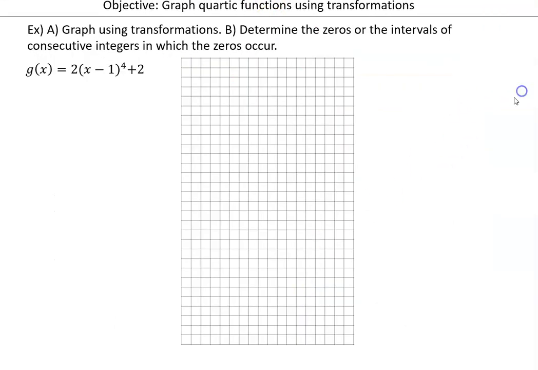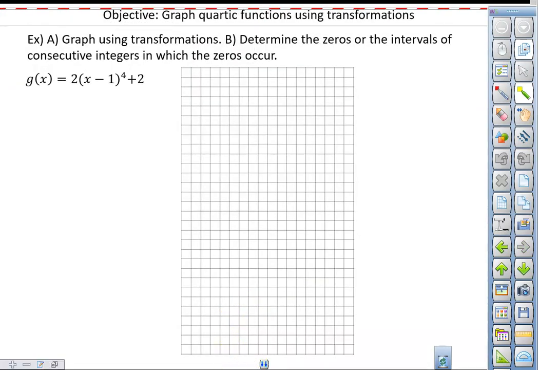So here we are going to be graphing using our transformations. Here is the function that we're going to graph, and we can see there that fourth power that tells us it's a quartic function. And then we have a part B, like we did with our cubic problems at times. Determine the zeros, or if we can't figure out exactly what those zeros are, the intervals of the consecutive integers where we do have a 0.